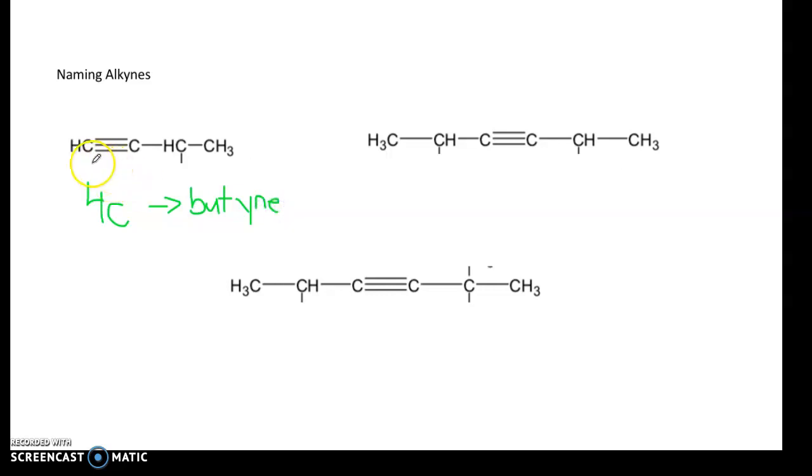butyne. And then, where is that triple bond? If I start numbering, I'm going to start numbering over here. 1, 2, 3, 4. It is on the first carbon. So it's going to be 1-butyne.